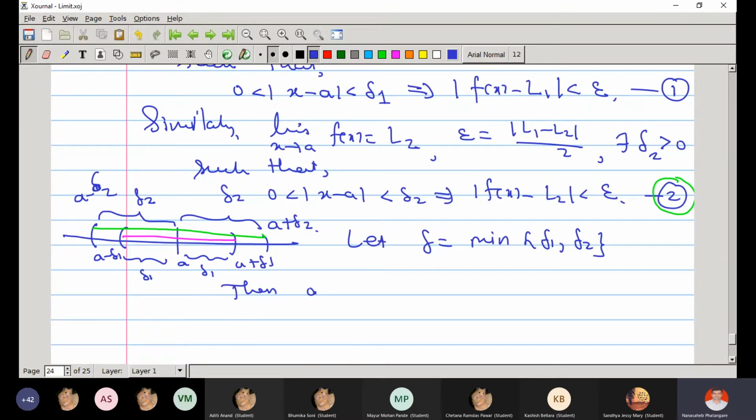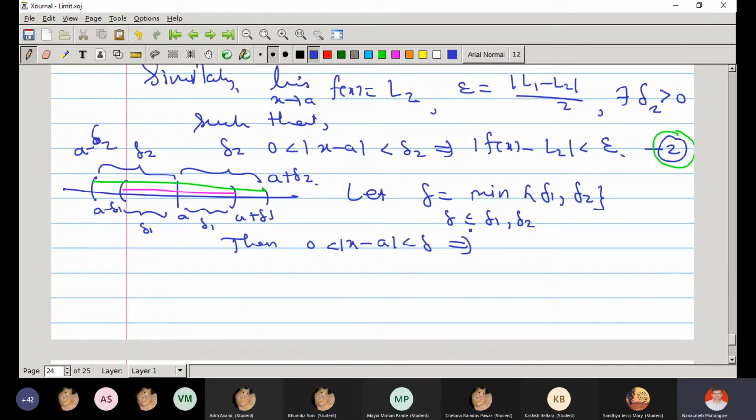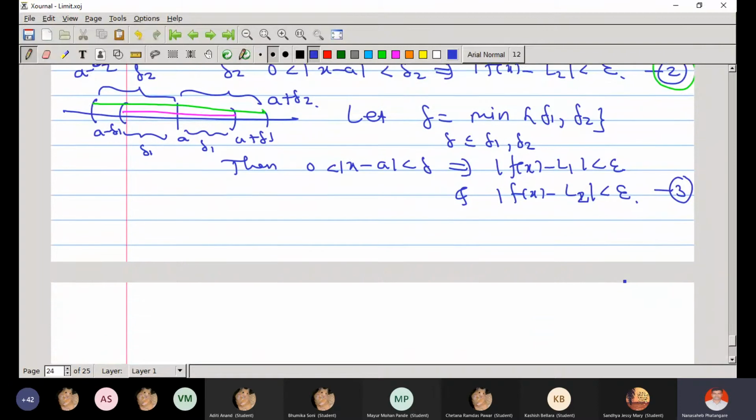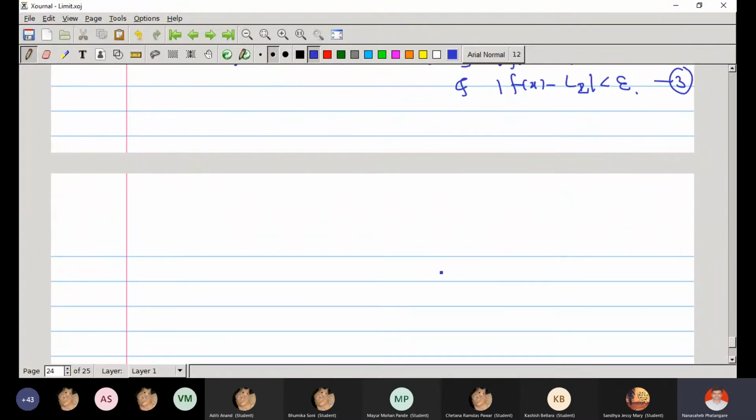So then, if the distance of x from a is less than delta, then delta is less than or equal to delta 1 as well as delta 2. And therefore, when I say the distance of x from a is less than delta, it means the distance is less than delta 1 as well as delta 2. So is |f(x) minus L1| less than epsilon? Yes, sir. At the same time, can I say that |f(x) minus L2| is also less than epsilon? Yes, sir. Okay, so let us call this expression 3.